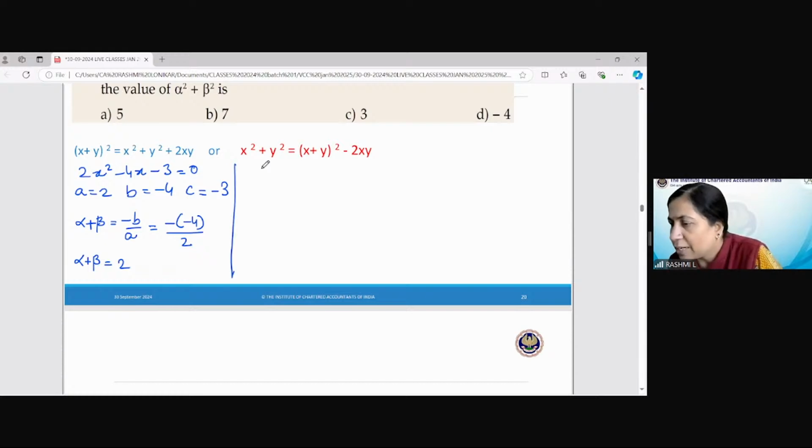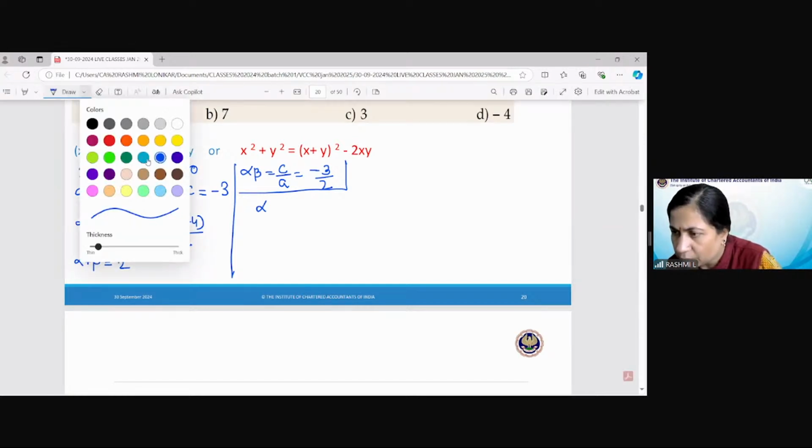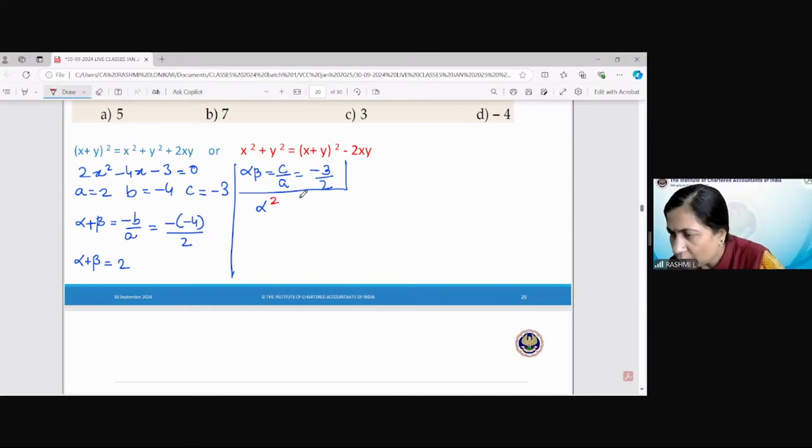Okay. Now let us find out alpha beta. Alpha beta is C upon A. C is equal to minus 3 upon 2. So alpha beta is minus 3 upon 2. But what have they asked us? They have asked us to find out alpha square plus beta square.